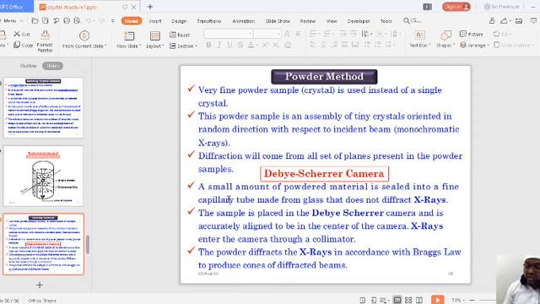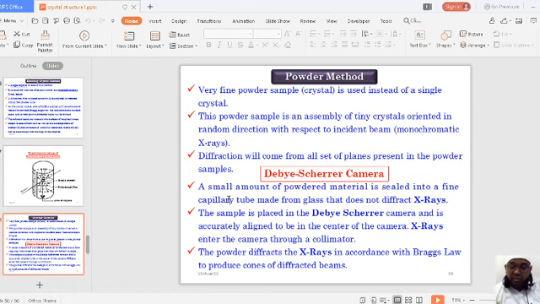So we are taking a small powder material, and that small powder material is sealed, fixed into a fine capillary tube. And this capillary tube, you already know, is made up of glass, and it does not diffract X-rays. This is very, very important. So a small powder material is sealed, placed inside the capillary tube, right? That capillary tube is made up of glass, and that does not diffract X-rays. So this is very, very important.